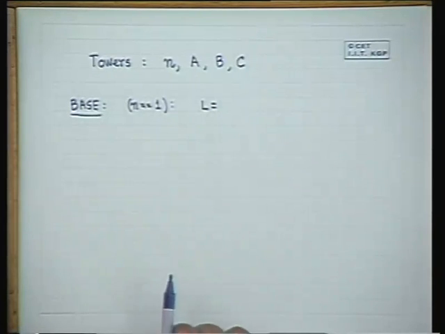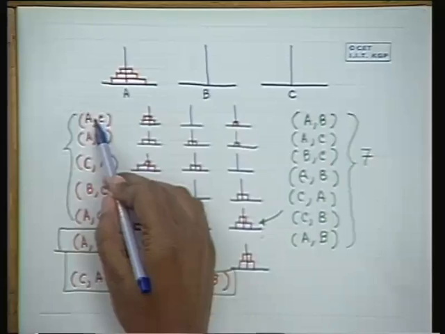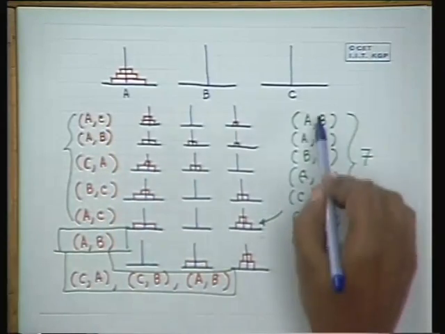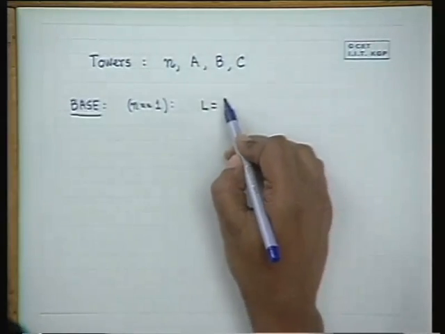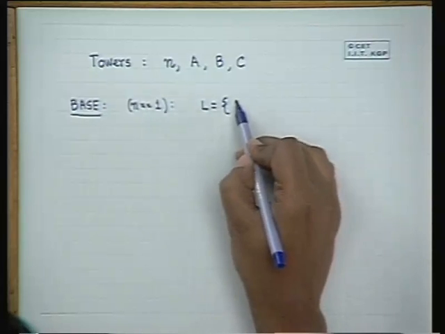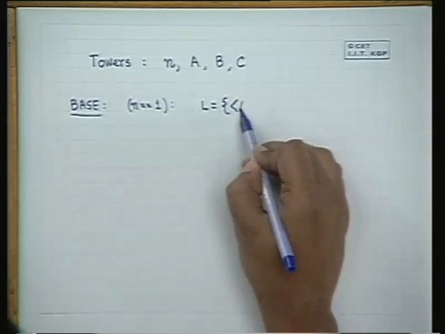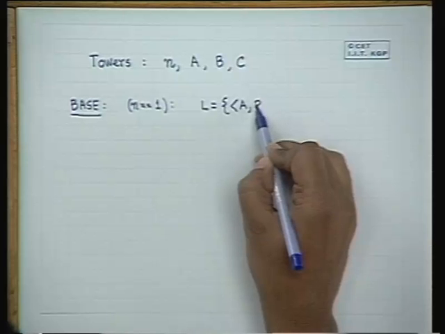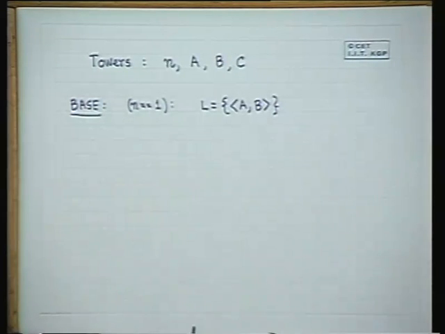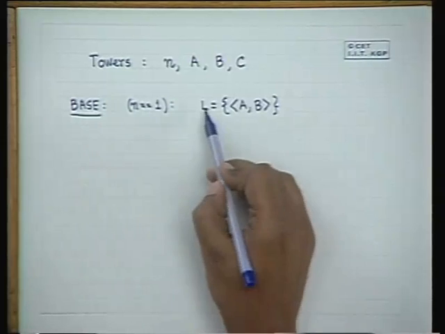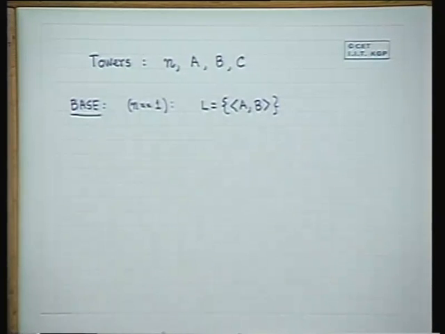Now, what does the solution consist of? The solution, as we showed before, consists of a sequence of moves, A to B, A to C, etc. So we have to return a sequence. So let us denote, when n is equal to 1, the solution is a single move in the sequence. So L is A, B only.